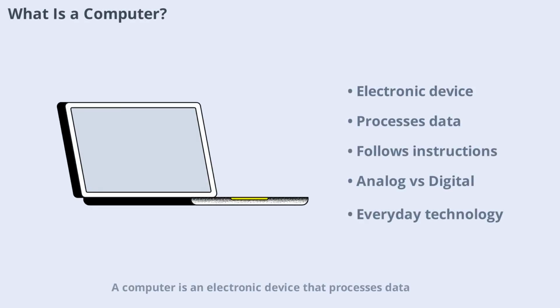A computer is an electronic device that processes data and performs tasks according to a set of instructions. Whether it's calculating numbers, playing music, or controlling machines, computers are designed to make our lives easier and more efficient.